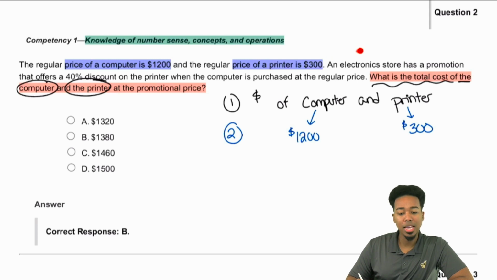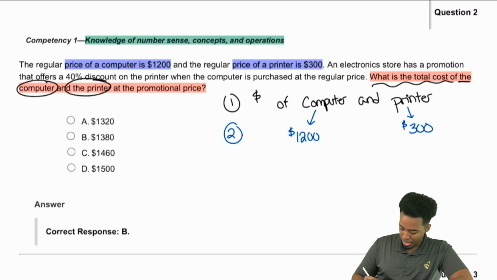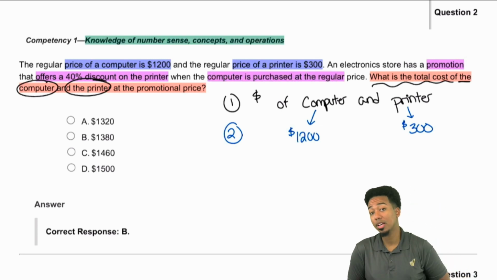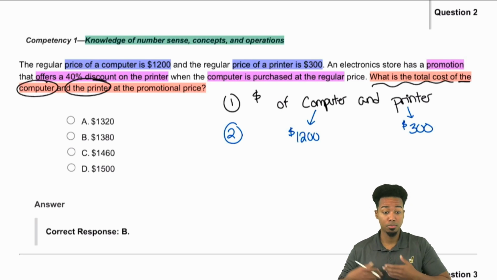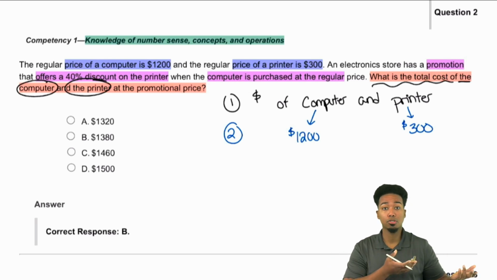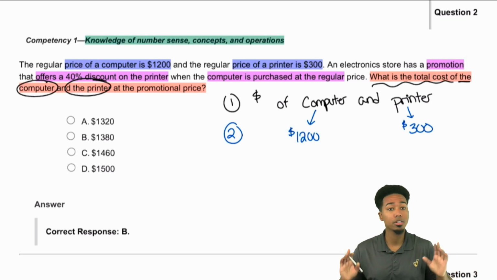Then it says, an electronics store has a promotion that offers a 40% discount on the printer when the computer is purchased at the regular price. Okay, that's pretty important there. Let me highlight that as well. We have a promotion, offers a 40% discount on the printer when the computer is purchased at the regular price. So what does that mean? Well, what that means is if you buy the computer, you get 40% off the printer. That's it. All good, nice and easy.